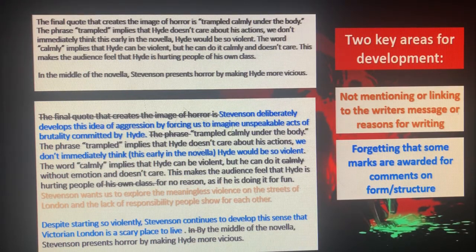The phrase "trampled" implies Hyde doesn't care about his actions. We don't immediately think, this early in the novella, that Hyde would be so violent. The word "calmly" implies Hyde can be violent, but he can do it without emotion and doesn't care. This makes the audience feel that Hyde is hurting people for no reason, as if he's doing it for fun. Stevenson wants us to explore the meaningless violence on the streets of London and the lack of responsibility people show for each other. Despite starting so violently, Stevenson continues to develop the sense that Victorian London is a scary place to live. You can see I've added in there a link to the message as well as the structure.